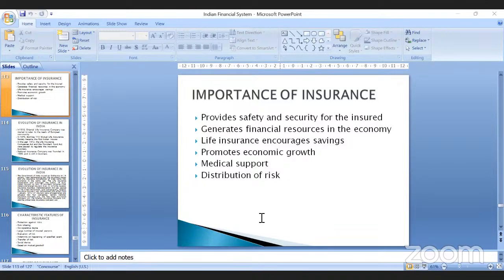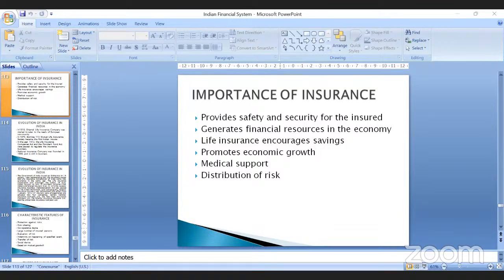Insurance is something which supports the medical expenses of a person. There's something called health insurance. In health insurance, you are not only insuring your life and property, but you are also insuring your health. So if any critical illness happens all of a sudden, unexpectedly, medical insurance policies help you in taking care of your medical expenses. They will support your medical expenses. So that is one of the important aspects of insurance.